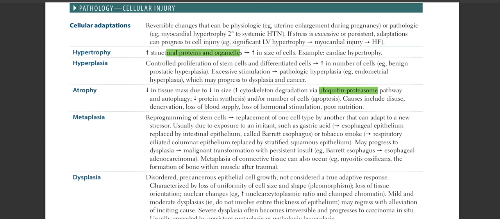So this could be because of oxidative damage. This could be because of trauma. It could be because of decreased blood flow. Any of these. Anything pathologic will give you necrosis. Anything physiologic will give you apoptosis. Now let me give you an example.